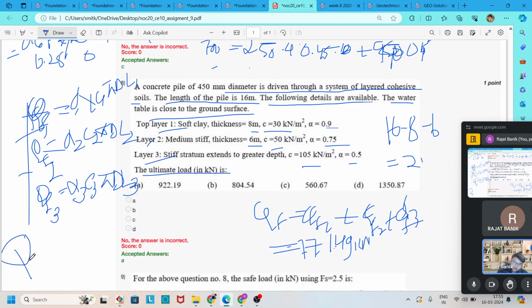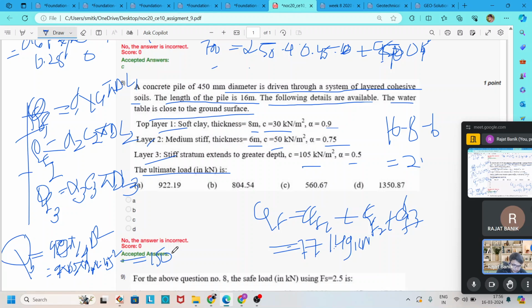Now find out the QB. For finding the QB we use the formula 9C pi by 4 D square. Here the C value is the bottom layer C value, which is C3. So if we put in all these values, C is here 105 and pi by 4 into D, which is 0.45 meter square. So the answer is 9 into 105 into 3.14 into 0.45 square divided by 4, which is equal to 150 kilonewton.